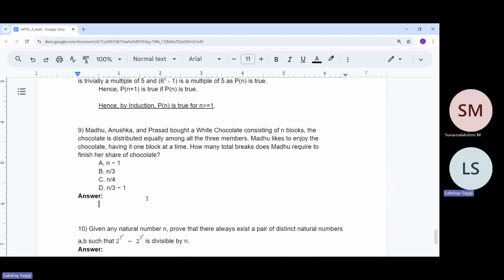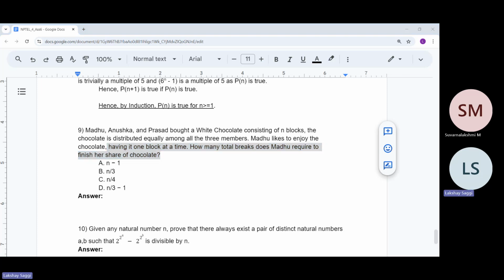The ninth question says that Madhu, Anushka, and Prasad bought a white chocolate consisting of n blocks. The chocolate is distributed equally among all the three members. Madhu likes to enjoy the chocolate, having it one block at a time. How many total breaks does Madhu require to finish her share of chocolate? So the chocolate has n blocks and is distributed equally among the three members. Madhu will take one block at a time. How many breaks does she require to finish her share?